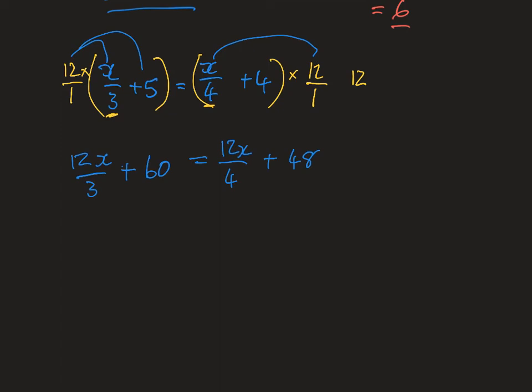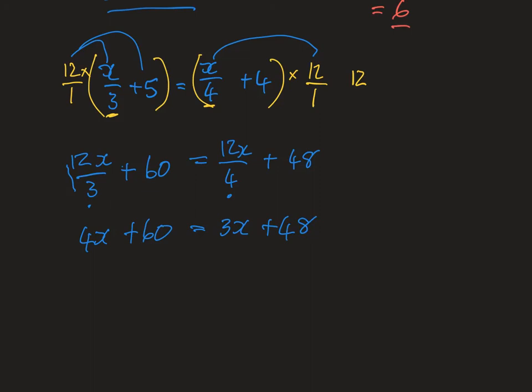We can now simplify these two. Since we multiplied by the lowest common denominator, it will divide. 12 divided by 3 is 4, so that's 4x. Sorry about that, let me just fix that. That's 4x plus 60 is equal to 12 divided by 4 is 3x plus 48.